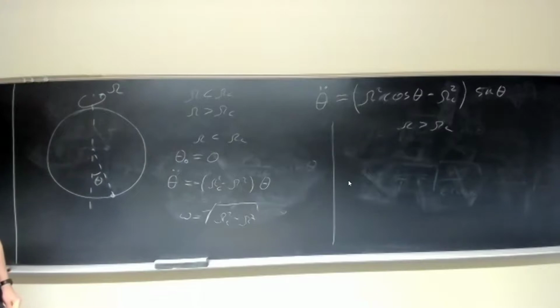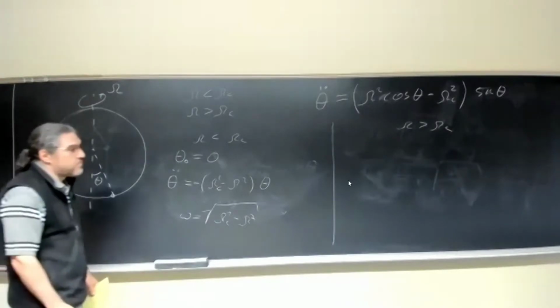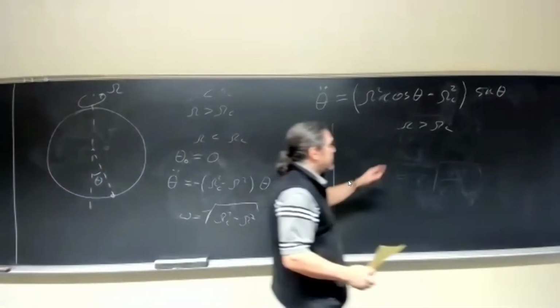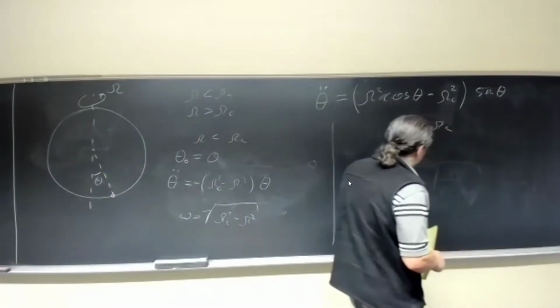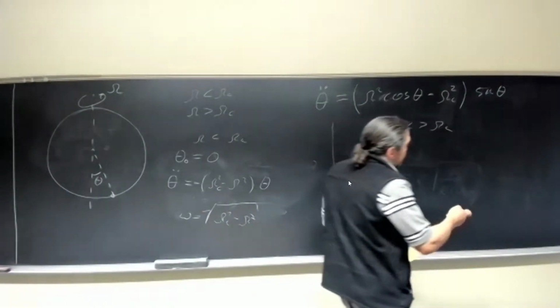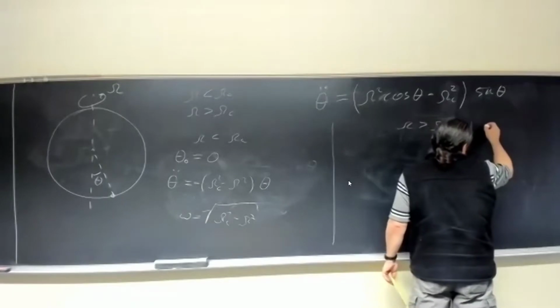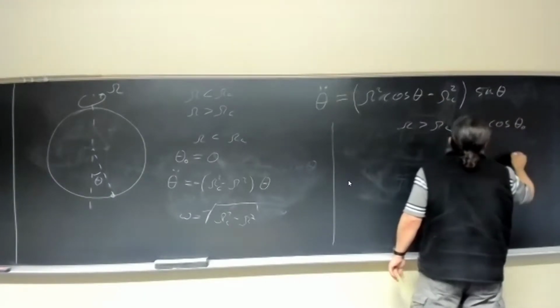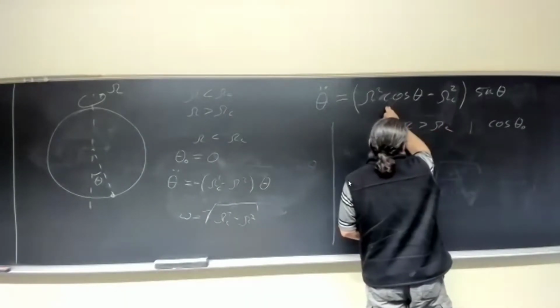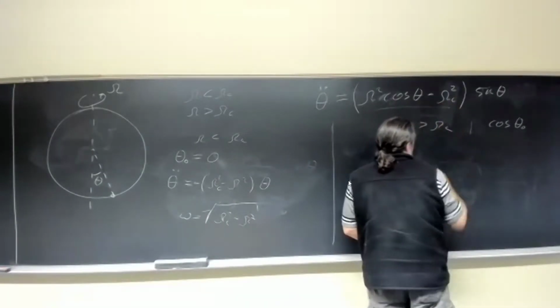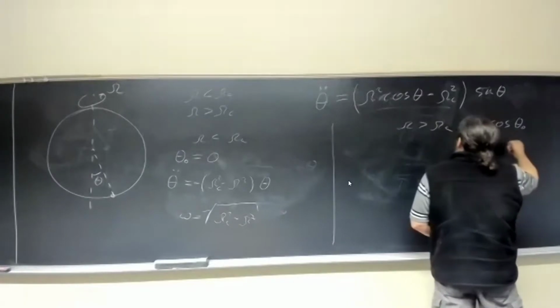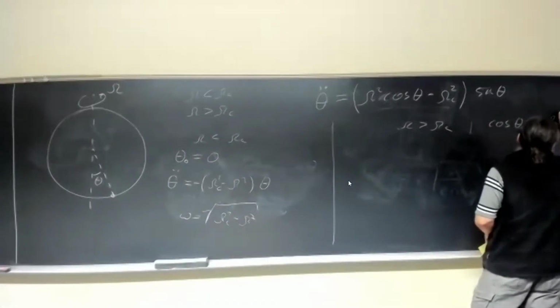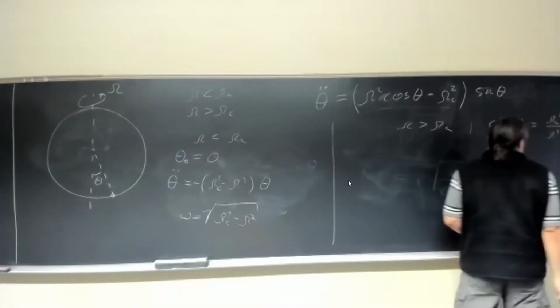Right? That's all for this case. Now this case is a little bit more complicated. But here we know that the equilibrium position is given by cosine theta naught, and that equilibrium position is when what's inside here is 0. All right. So it's cosine theta naught equals omega c squared divided by omega squared.